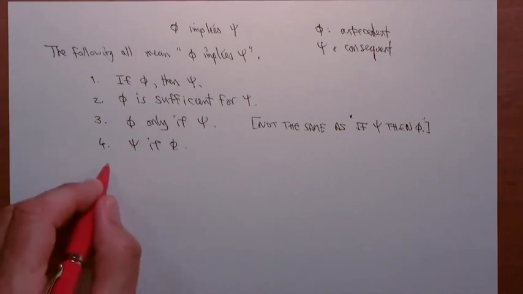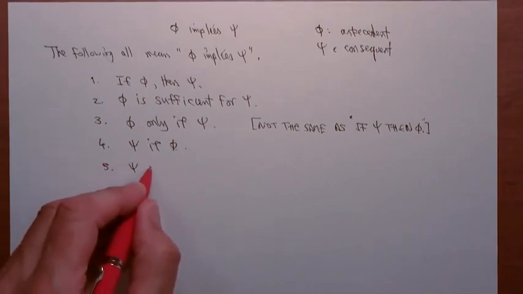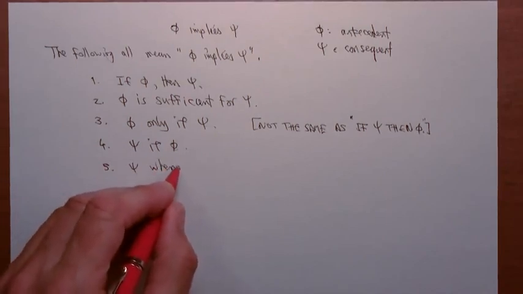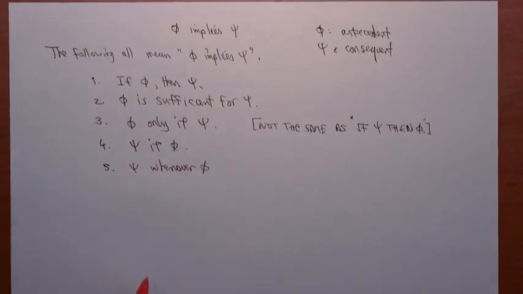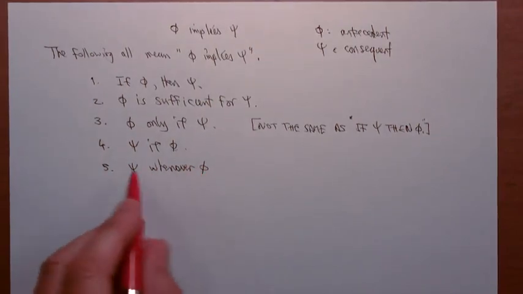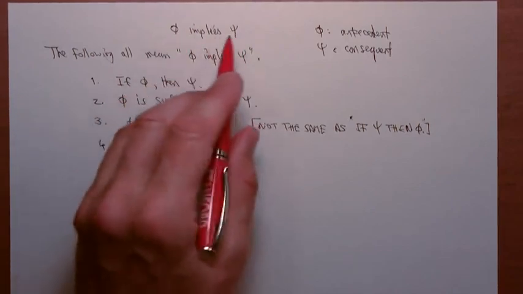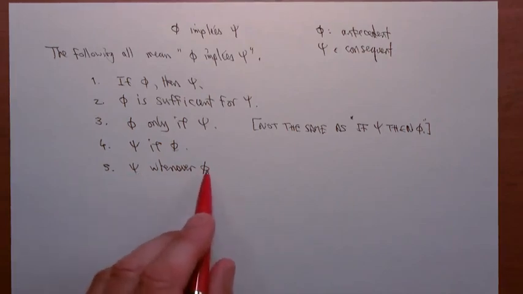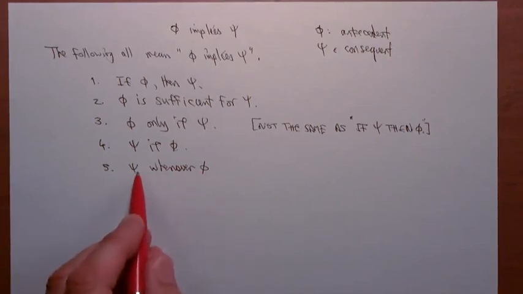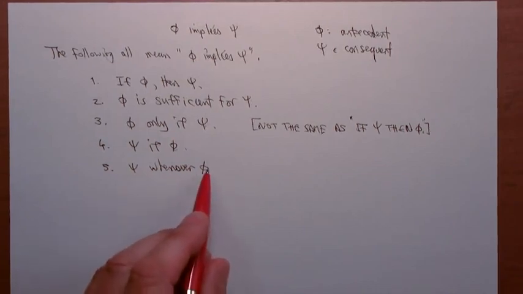Okay, there's a couple more I want to talk about. Psi whenever phi. Again, the order is flipped from the order in implication. That's still the consequent, that's the antecedent, but they've been written the opposite way around. Psi whenever phi.